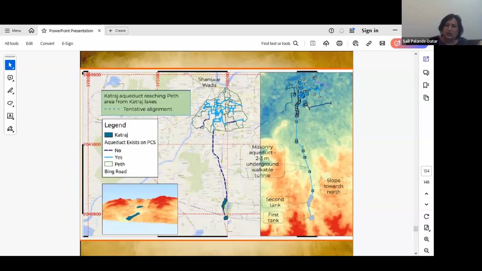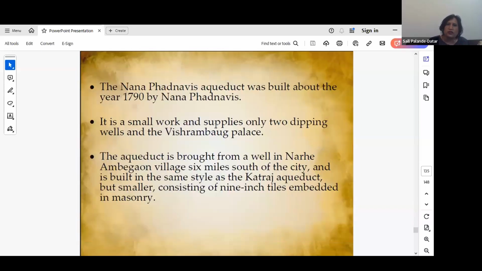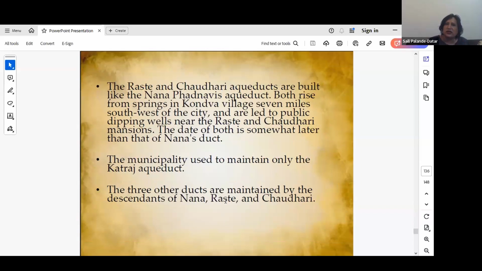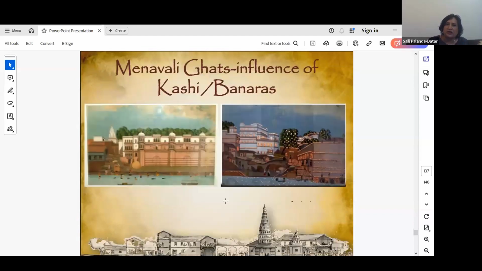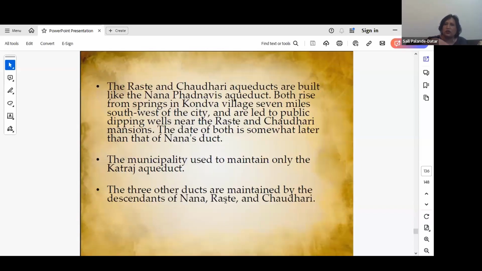This was commissioned by Nana Sahib Peshwa, and it was later supplemented by Nana Fadnis building his own duct, and Raste, another prominent Sardar, building their own duct. Together they provided water for growing Pune, and this approach to our waters changed when the British came in and built dams like Khadakwasla in Pune.